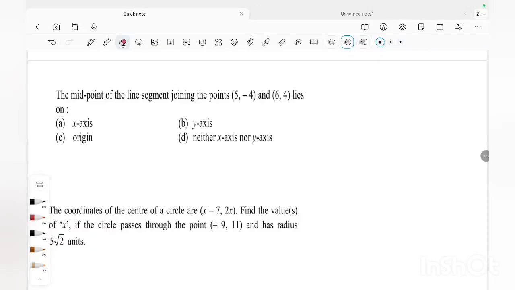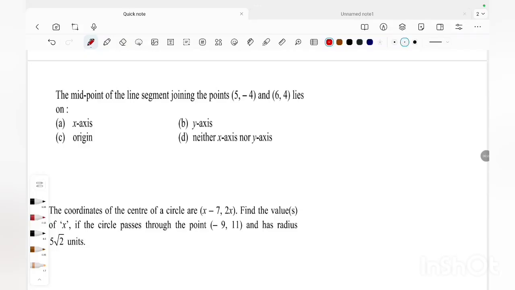So let's begin with the questions of chapter coordinate geometry. First question: the midpoint of the line segment joining the points 5, -4 and 6, 4 lies on x-axis, y-axis, origin, neither x-axis nor y-axis. What will be the answer?